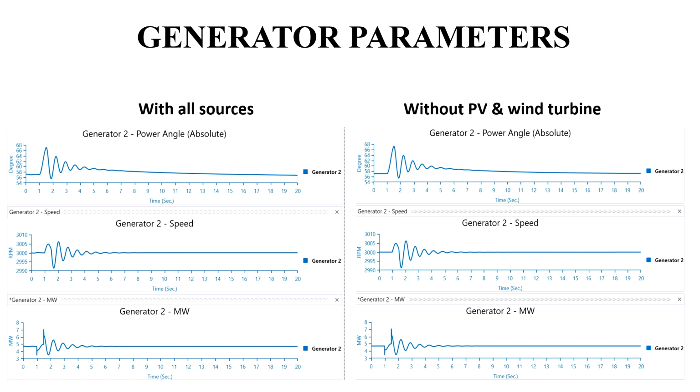After the fault is cleared at 1.5 seconds, approximately after 5 seconds, the power angle, speed and megawatt of the generator stabilize. Both scenarios tell us the same thing, which is that there is no huge disturbance caused by the PV and wind resources in the existing power grid.